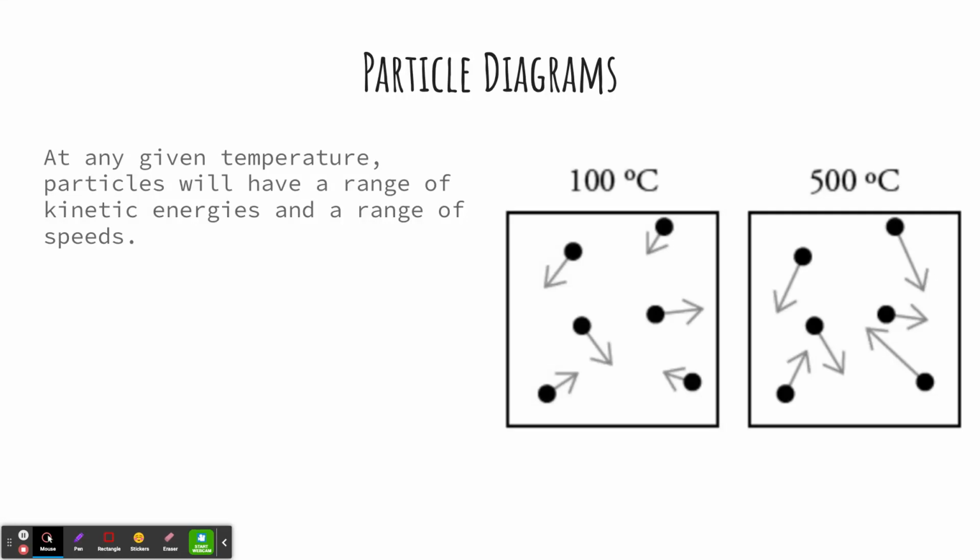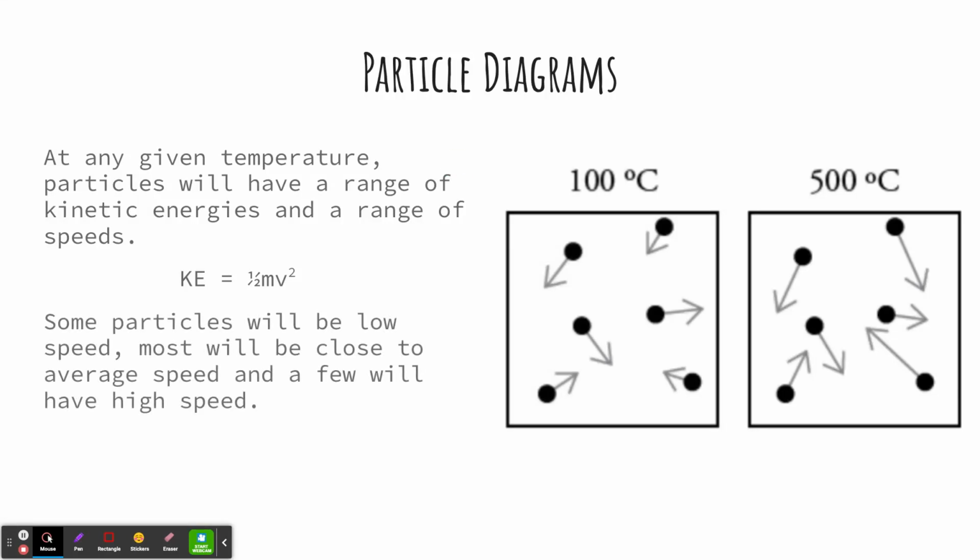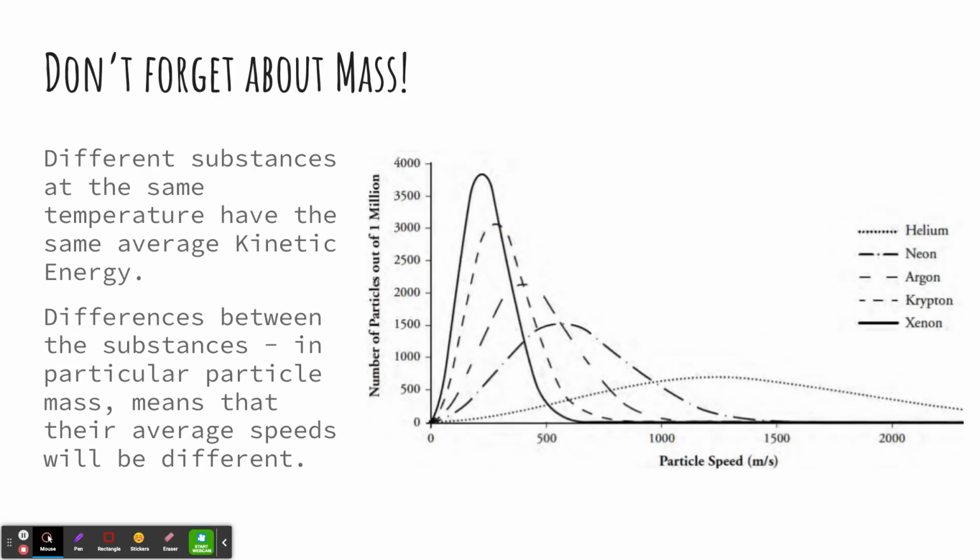Okay. Particle diagrams, right? So at any given temperature, particles will have a range of kinetic energies and a range of speeds. Kinetic energy equals 1/2 mv squared. Some of the particles will be low speed, but most will be close to the average speed, and a few will have high speed. Guys, that's simply what these arrows are showing: that the particles have different speeds, but the average of them is your kinetic energy, okay? They all share the same average speed, okay?